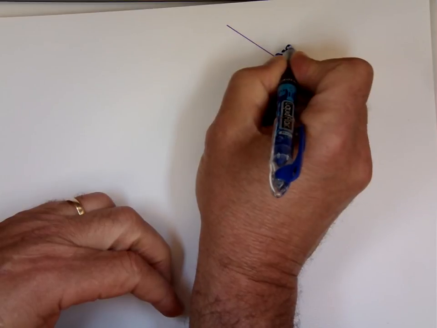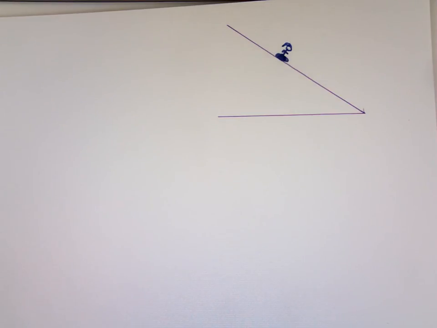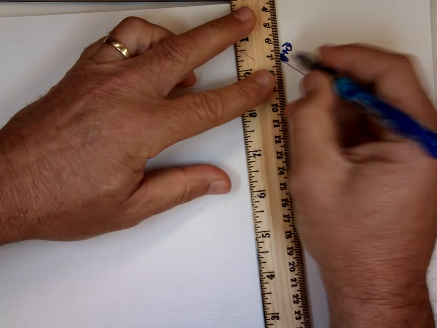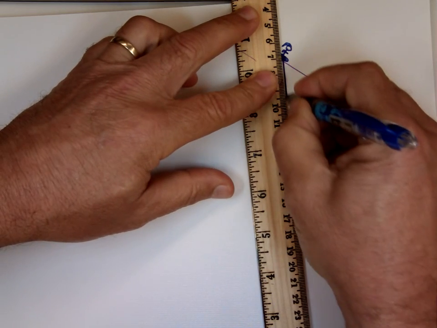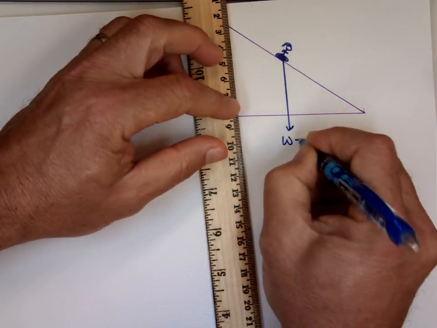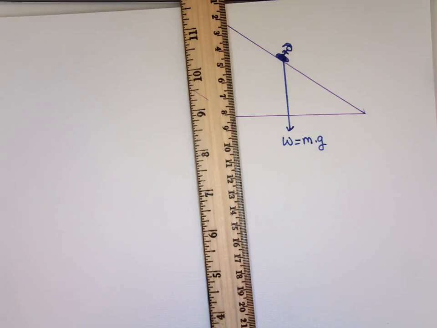So your niece, or it could be a nephew, with the long hair, has a mass m. The weight of a person always points straight down. It's the mass of the person times gravity. Now let's say this angle is theta. I'm not giving you any numbers; I'll put numbers in shortly.